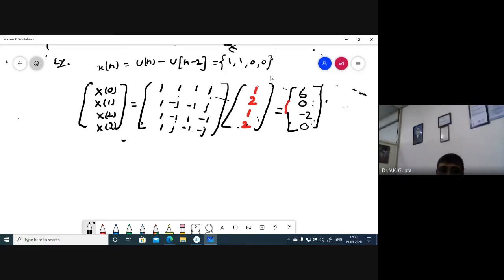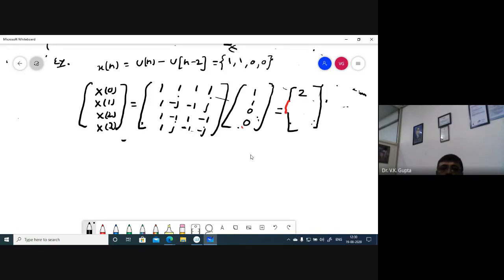So let's put x[n] as 1, 1, 0, 0. The first point of the output will be 1 into 1 plus 1 into 1 plus 1 into 0 plus 1 into 0, means 1 plus 1, 2.